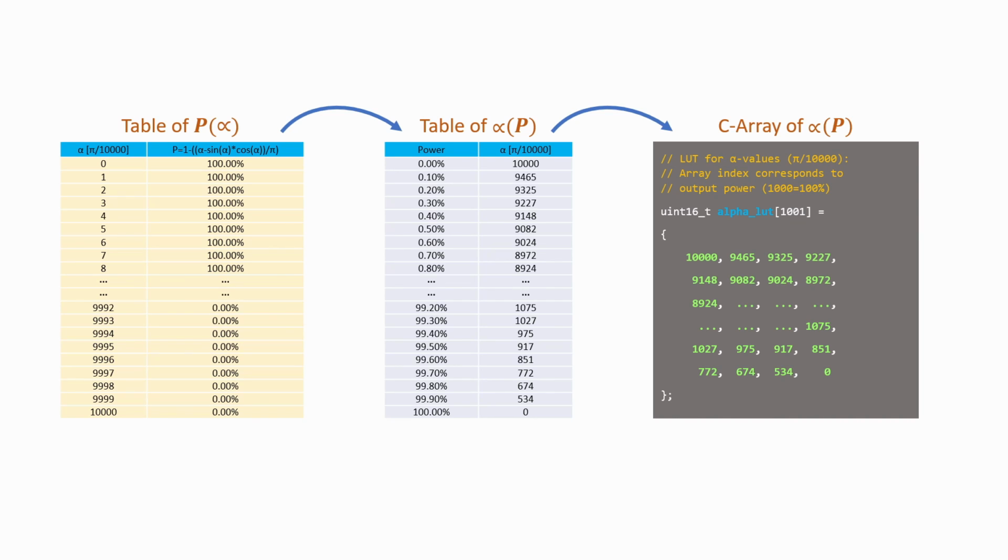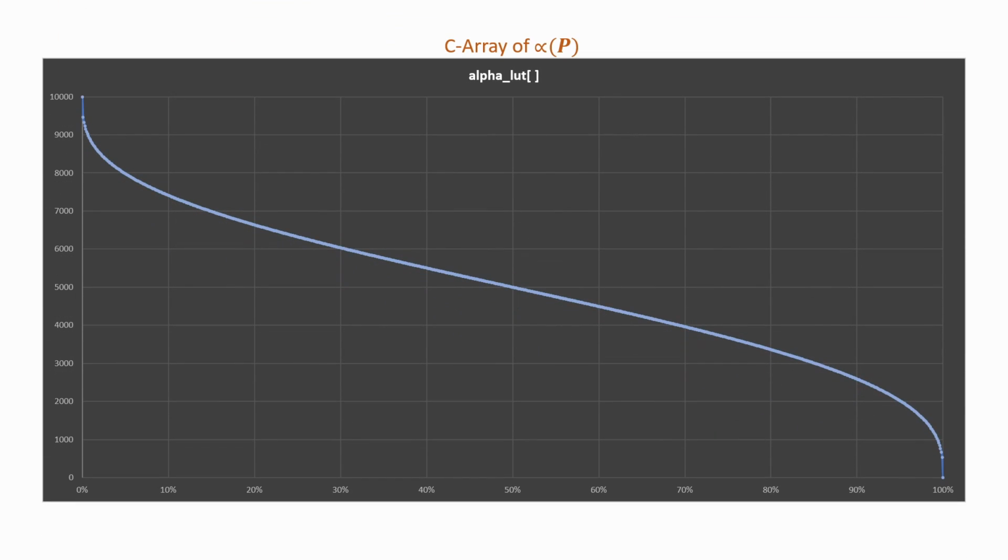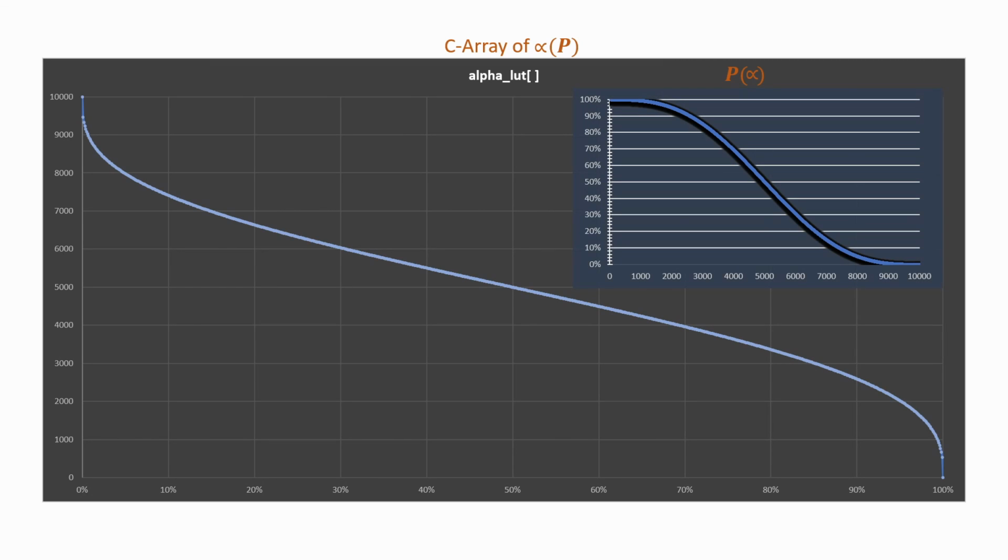Let's have a look at the plot of this lookup table, alpha as a function of the normalized output power P. Comparing this plot to the earlier calculated function P of alpha clearly shows the reversed characteristics of the lookup table. Although we haven't found a closed mathematical function alpha of P, this lookup table alpha of P is a very useful and powerful utility to control a TRIAC that is connected to a resistive load.